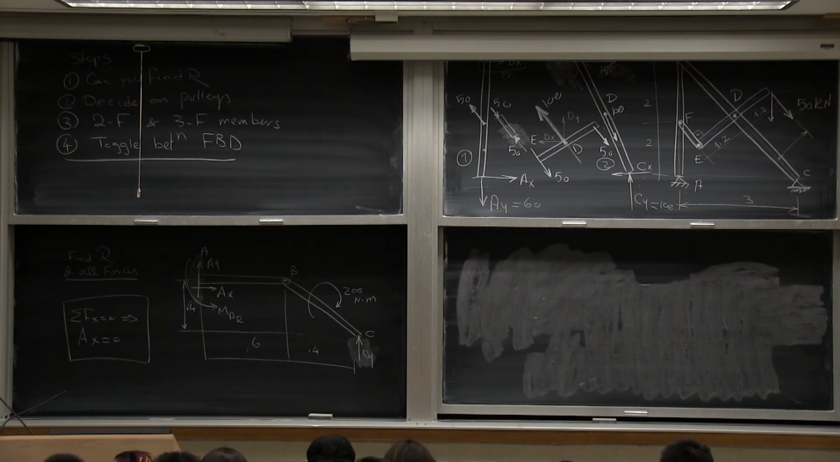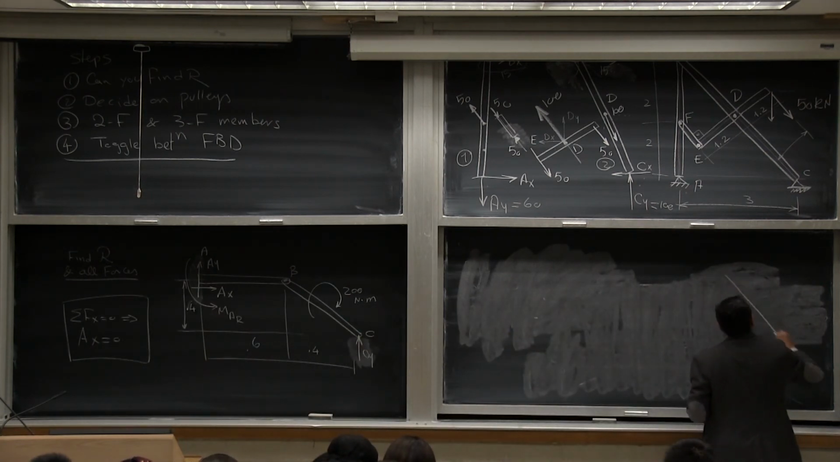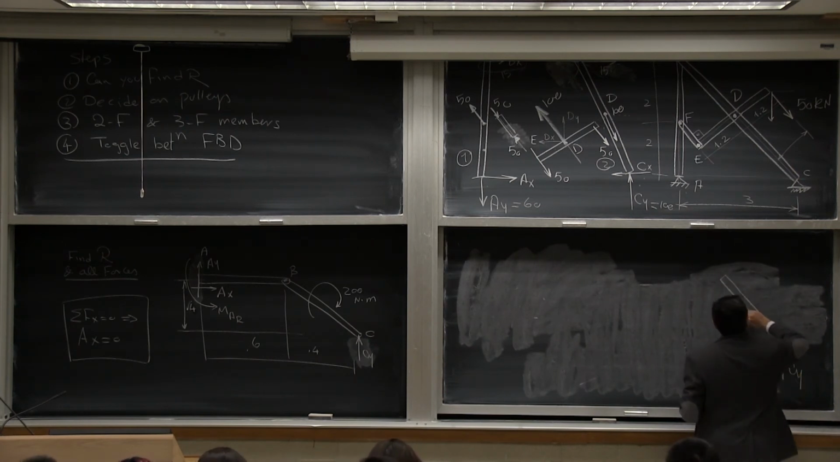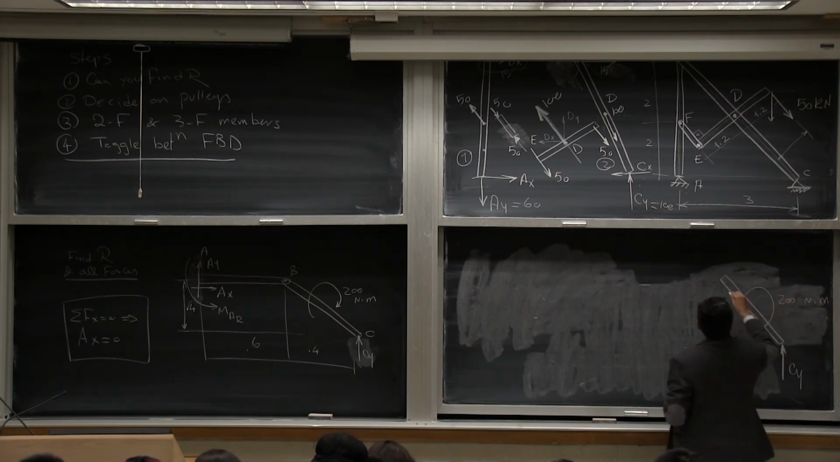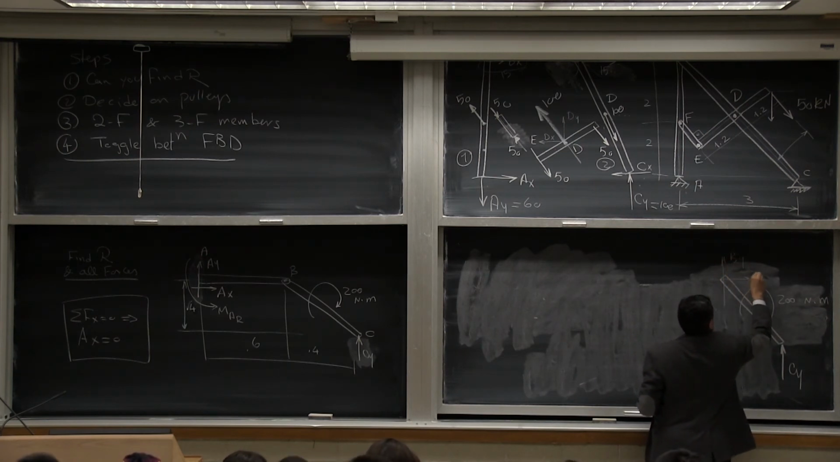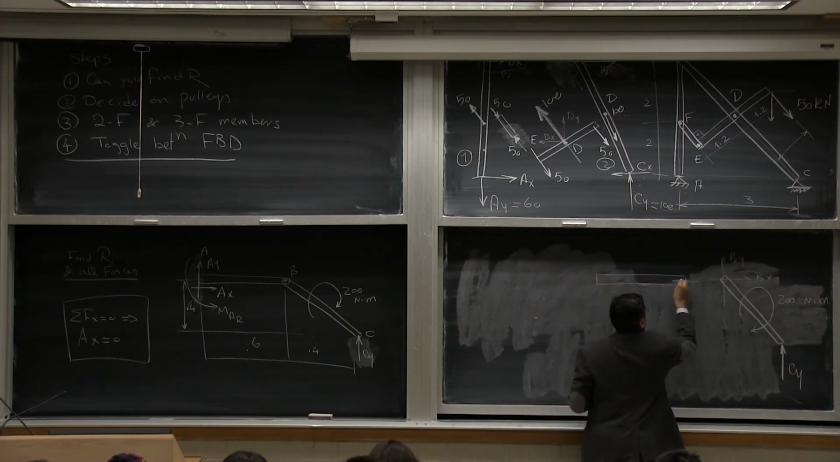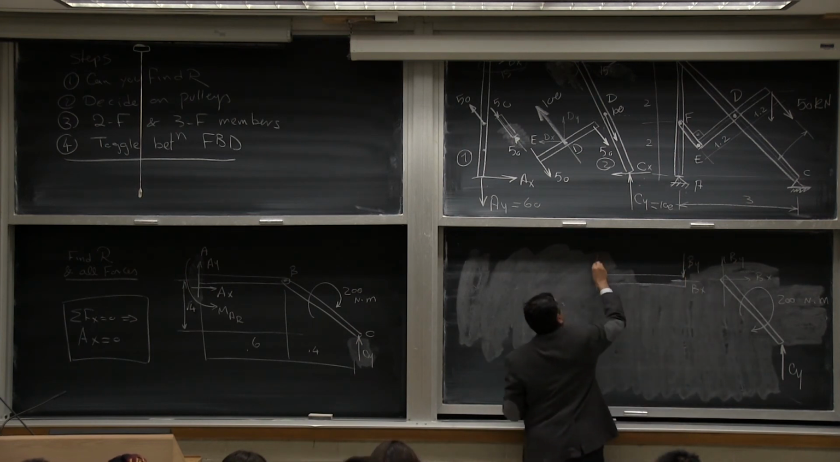So what will happen is I will dismember the system, and I will say this is going this way, CY, 200 Newton meter, BY, BX, BX, BY, AY, and MA.